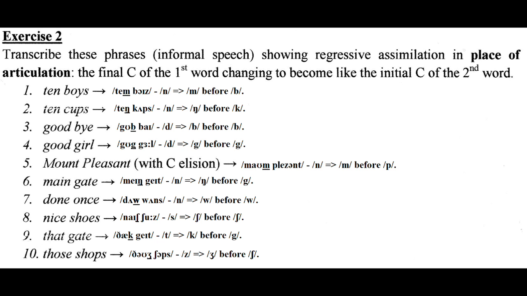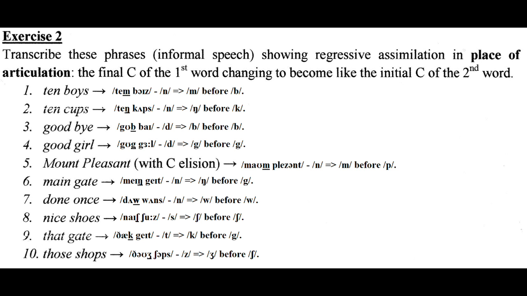Ten boys. It becomes "tem boys". So here the n becomes m before b, or because of b. Number 2, "ten caps". It becomes "teng caps". Here the n becomes ng, because of or before the k sound.